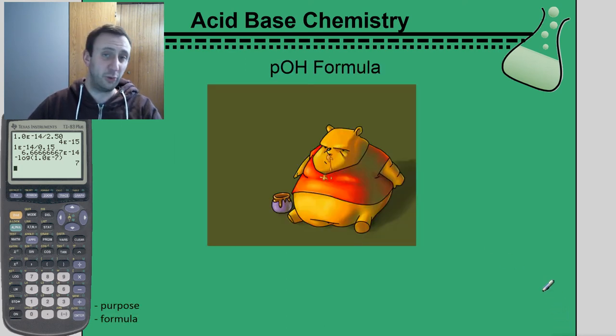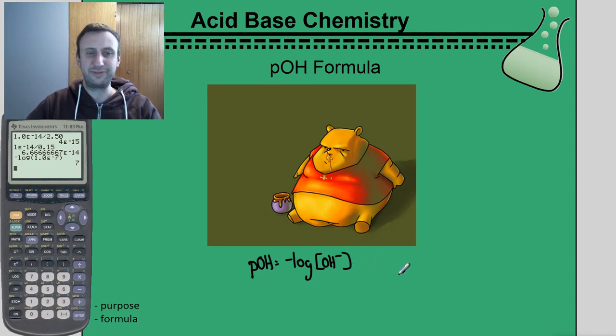Let's go to pOH now. pOH, Winnie the Pooh, it's almost the same word. All right, so the pOH formula is pretty much the pH formula, but it's for hydroxide instead of hydronium. So pOH is equal to negative log of OH minus, right? It's just like pH, but it's hydroxide instead of hydronium that it's tracking, and this is my formula.